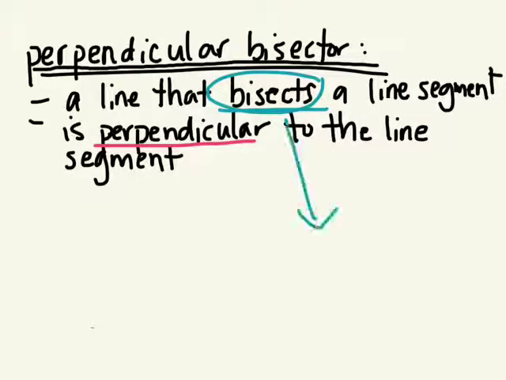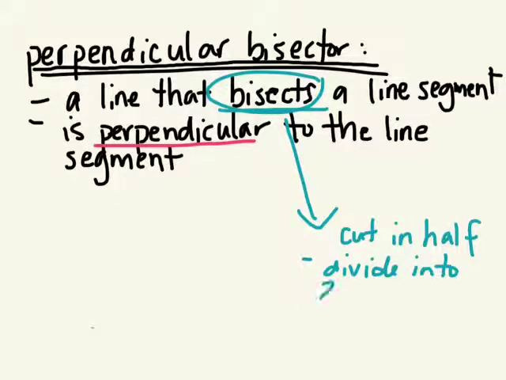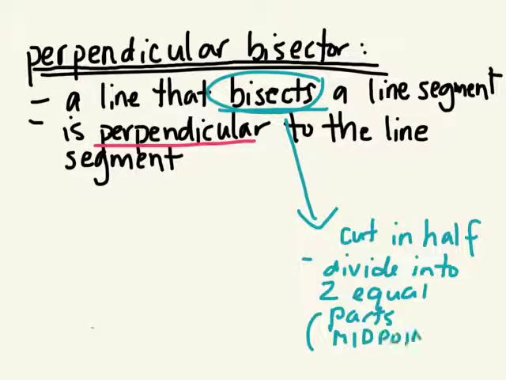What do you think it means to bisect something? To cut in half, right? Cut in half. Okay, divide into two equal parts. How do you find a point that divides a segment into two equal parts? What's that point called? We just talked about it. A midpoint. Good. The midpoint will bisect the line, but it also has to be a line that's perpendicular to the other line segment.